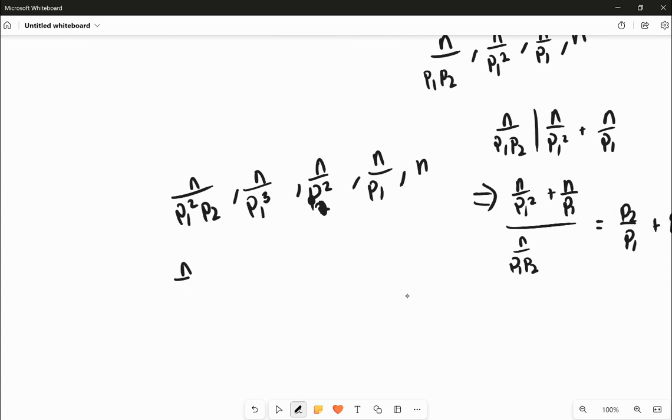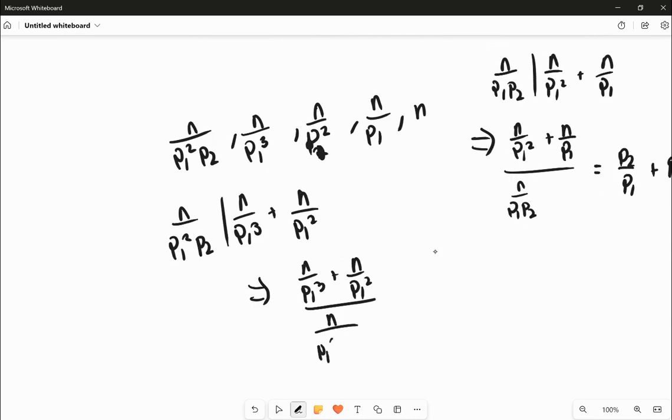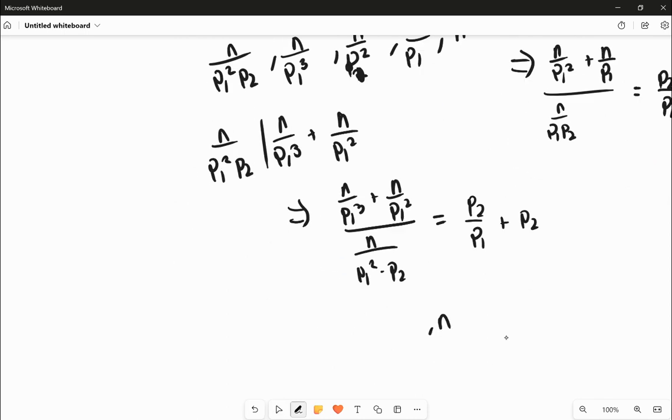And then we have n over p1 squared p2 divides n over p1 cubed plus n over p1 squared. And that implies that n over p1 cubed plus n over p1 squared, over n over p1 squared times p2, which ends up equaling p2 over p1 plus p2, is an integer. And this is just the exact same thing, so p1 equals p2. And hence we have n over p1, n over p1 squared, n over p1 cubed, and now n over p1 to the 4.